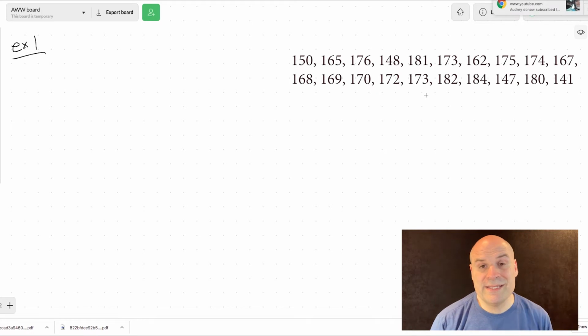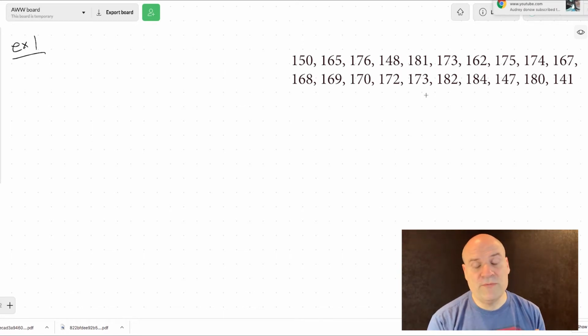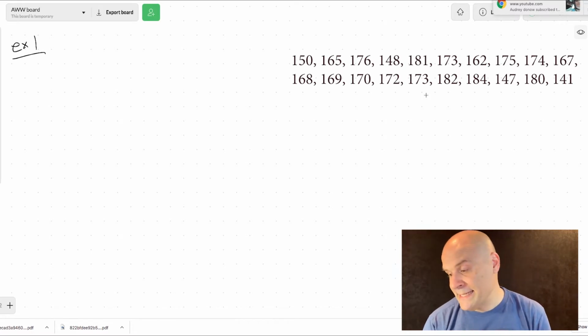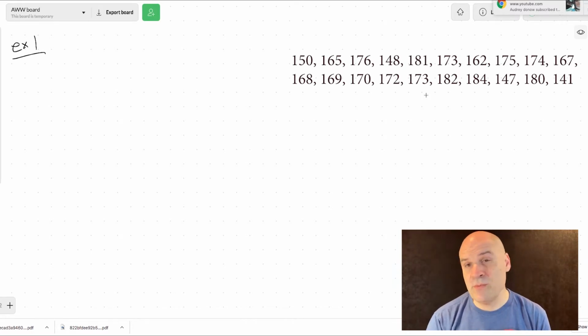I want you to create a stem and leaf plot. And keep in mind, these are three-digit numbers. So your stem is going to be the first two digits of the number, and your leaf is your ones value. So your stem is going to be like 14, because the lowest number is going to be 140-something. So your first stem is going to be 14.